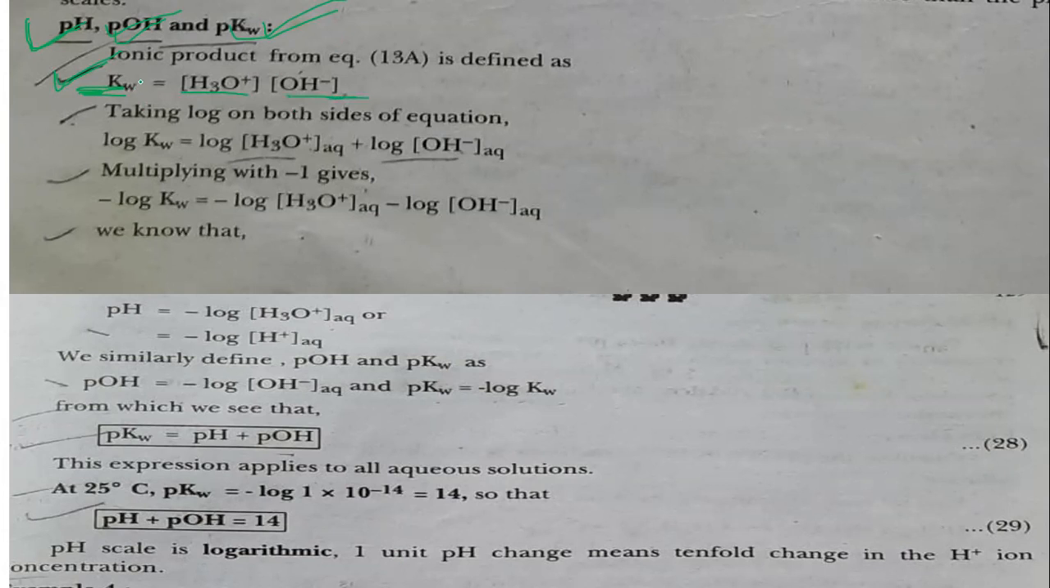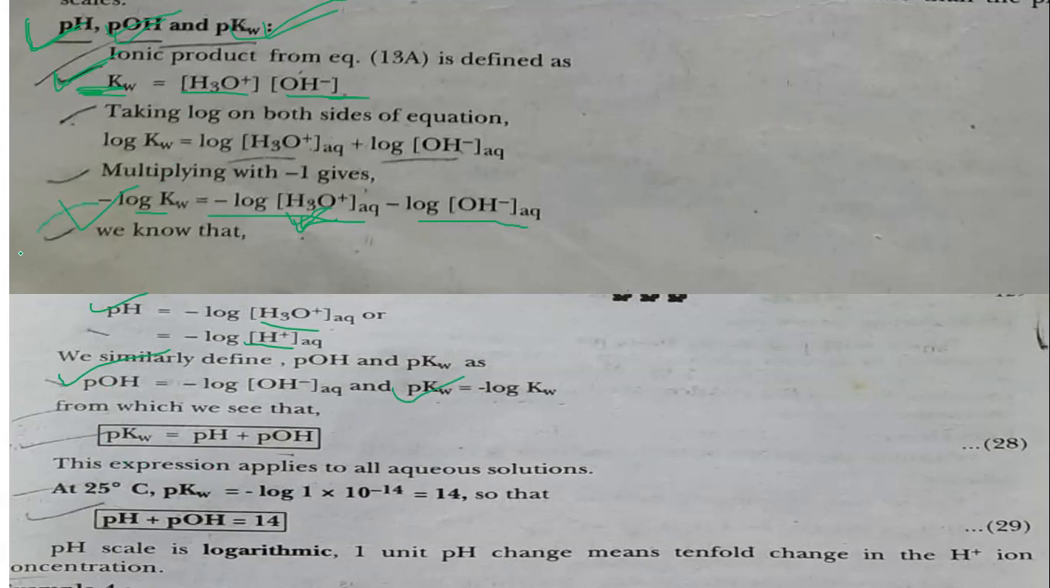Okay, if you take the negative log of both sides, you will get this equation: negative log of Kw, negative log of hydronium ion, negative log of OH minus ion. You can say H plus ion here also. Okay, no problem, don't get confused over here. Now see, what is the pH? It's the negative log of hydronium ion or H plus ion. What is pOH? It's the negative log of OH minus ion. What is pKw? It's the negative log of Kw.